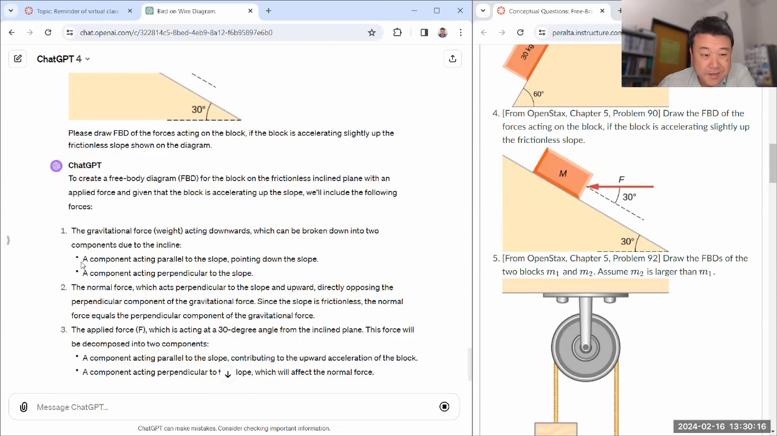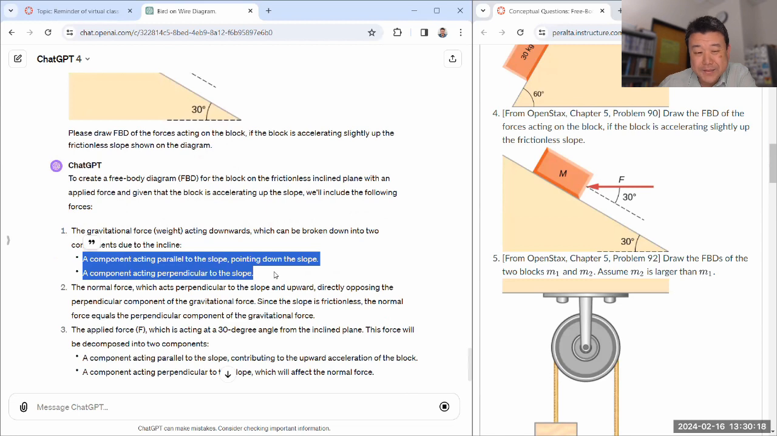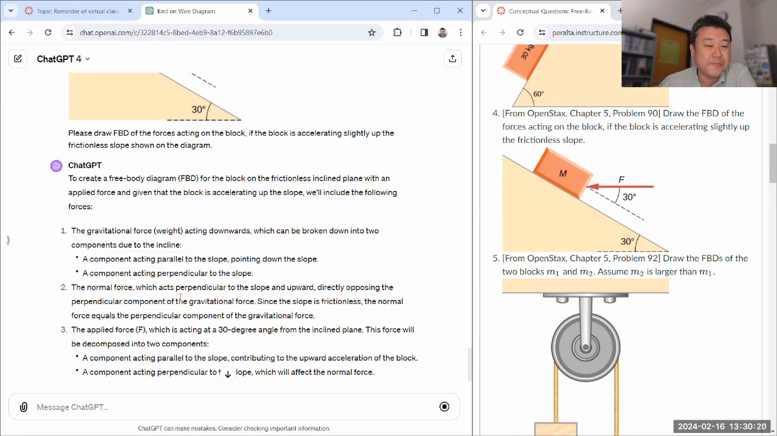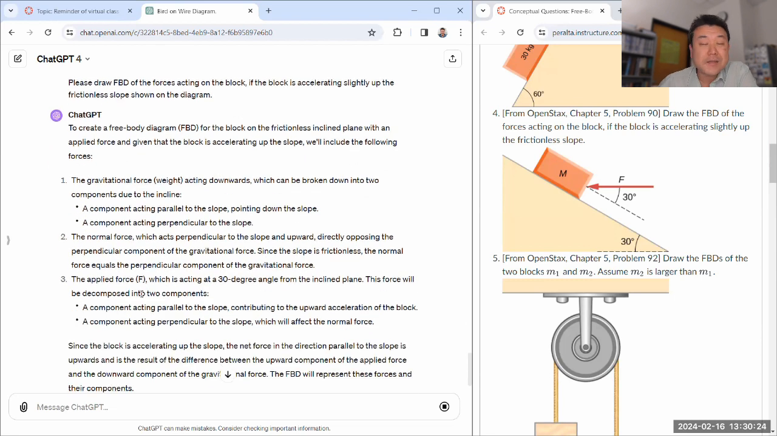Gravitational force acting downwards. Again, this component at this moment in time, I think that's more confusing than helpful. Normal force perpendicular, good. By the way, the process of drawing a free body diagram at some point should really get mechanical. That is our goal.